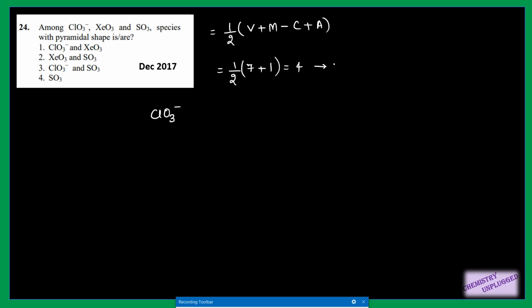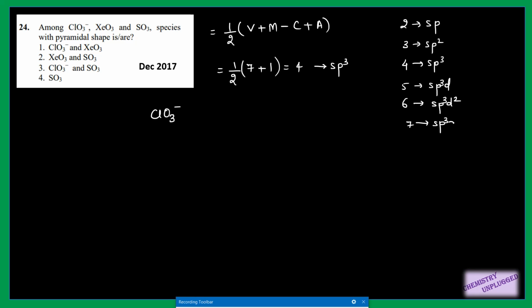4 means it will be sp3, right? 2 for sp, 3 for sp2, 4 for sp3, and so on; 5 for sp3d, 6 for sp3d2, and 7 for sp3d3, right? And we all know the basic geometry of all these hybridizations. This is linear, this is trigonal planar, this is tetrahedral, trigonal bipyramidal, octahedral, and pentagonal bipyramidal. So we will see how lone pairs of electrons can cause variation in the basic geometry of the molecule.